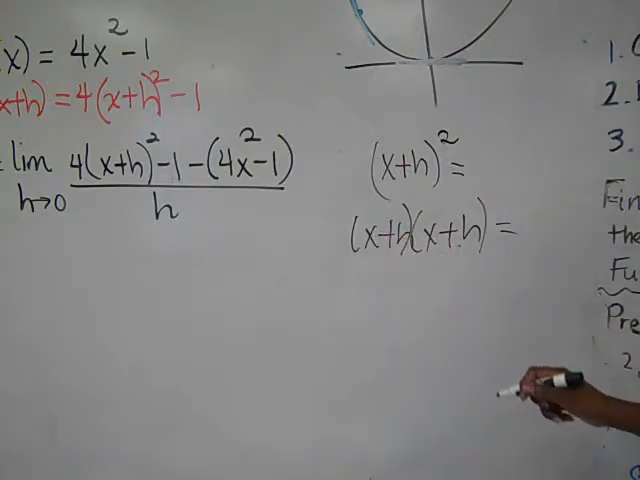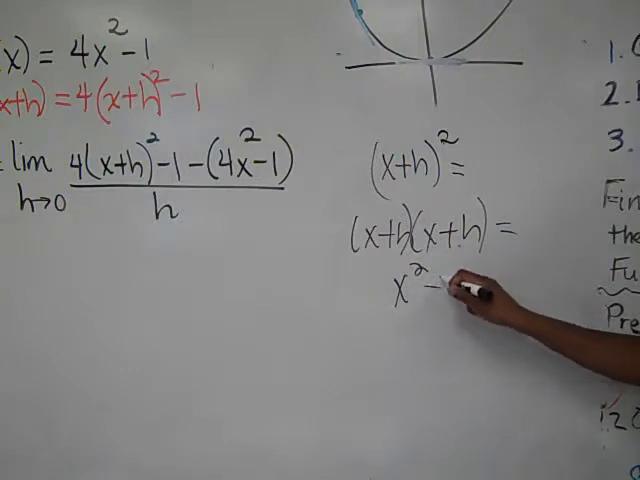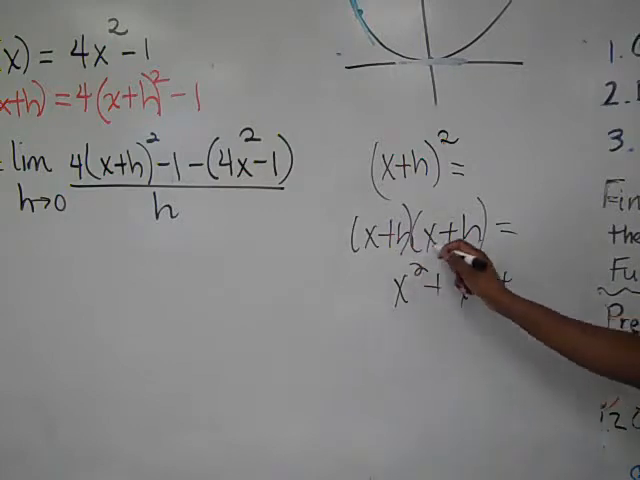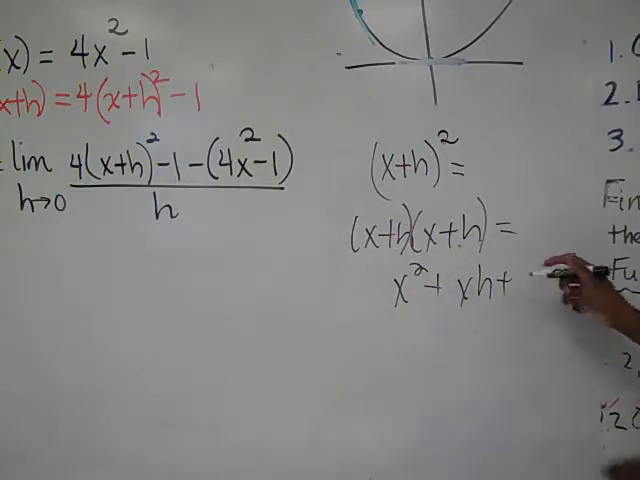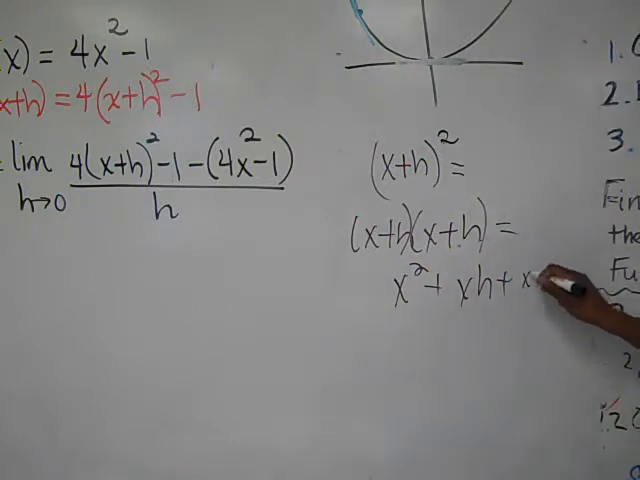That's math. x times x is x squared, plus xh, plus xh, plus h squared. Can I write it in the same order? Because it's commutative multiplication. And h squared.